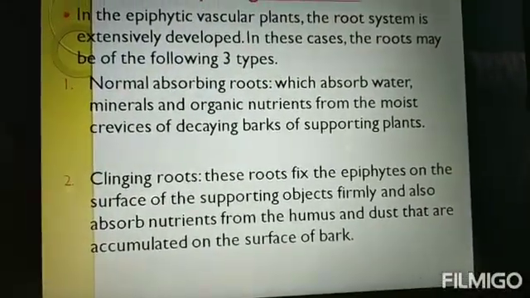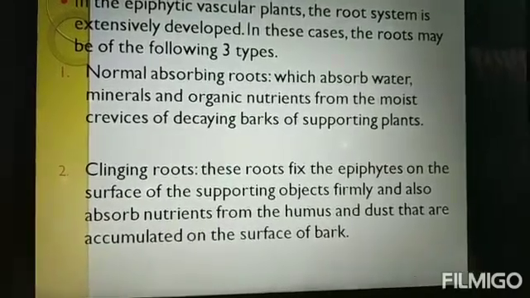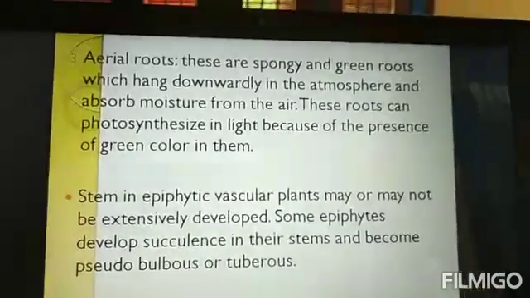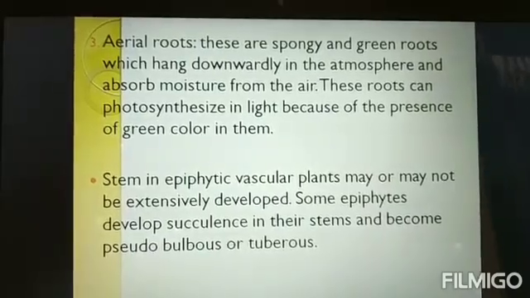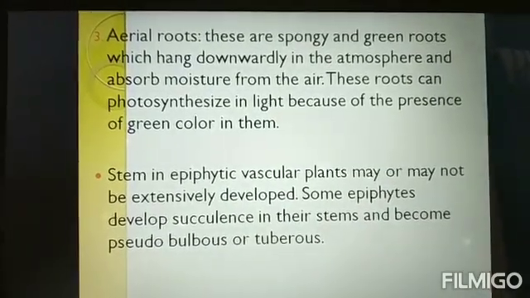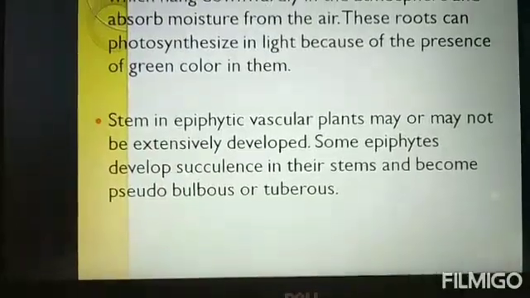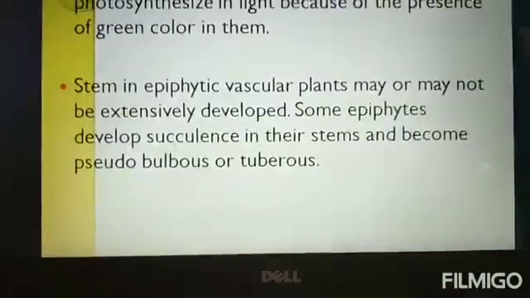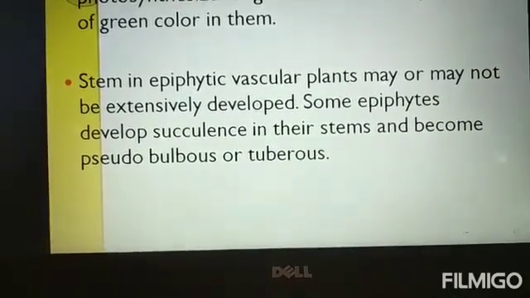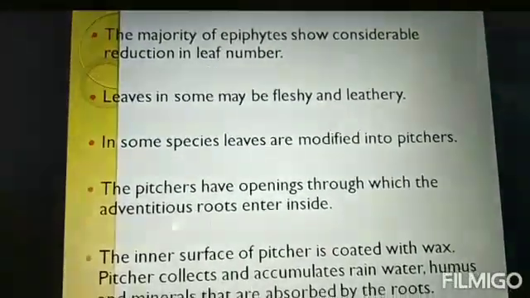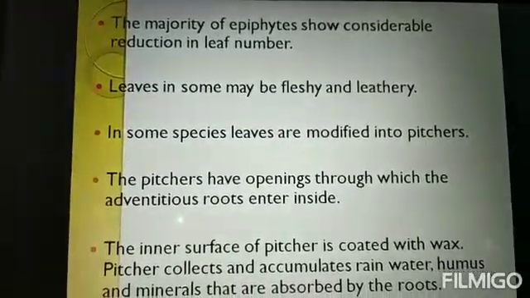There are three types of roots: the normal absorbing root, the clinging root, and the aerial root. The aerial roots are spongy and green, hanging downwards in the atmosphere and absorbing moisture from the air. The stem of these epiphytic plants is well developed, and sometimes a pseudo stem may also be present. The leaves are fleshy and leathery and highly thickened, adapting to xerophytic conditions.